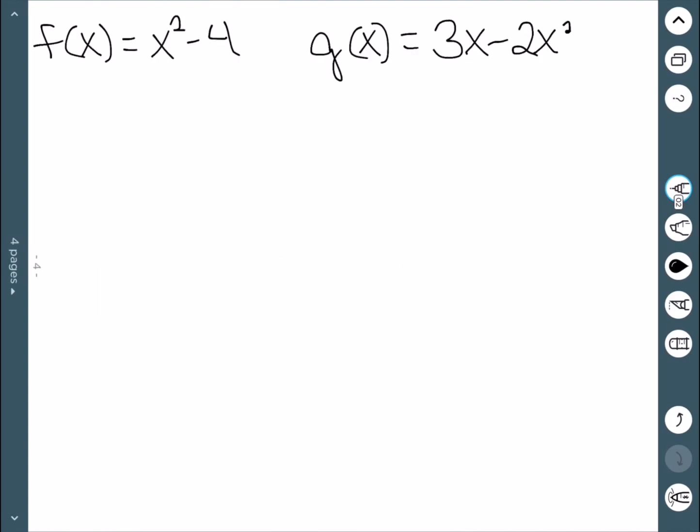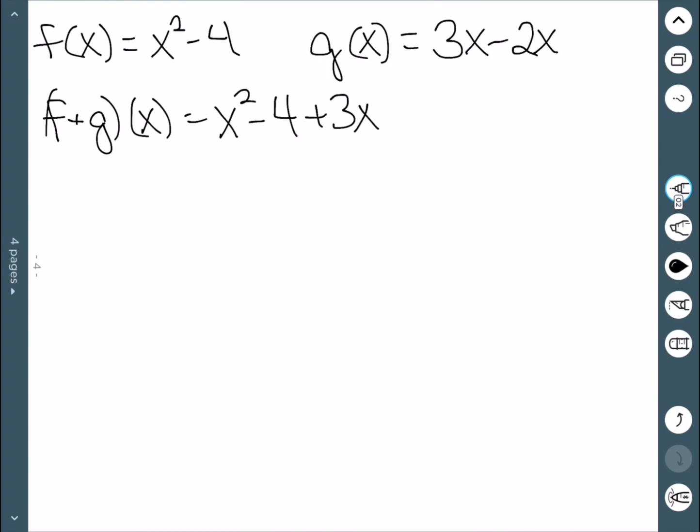Let's consider these two functions. If I want to find f plus g of x, I need to add them. x squared minus 4 plus 3x minus 2x squared. Simplifying this, I would have negative x squared plus 3x minus 4.